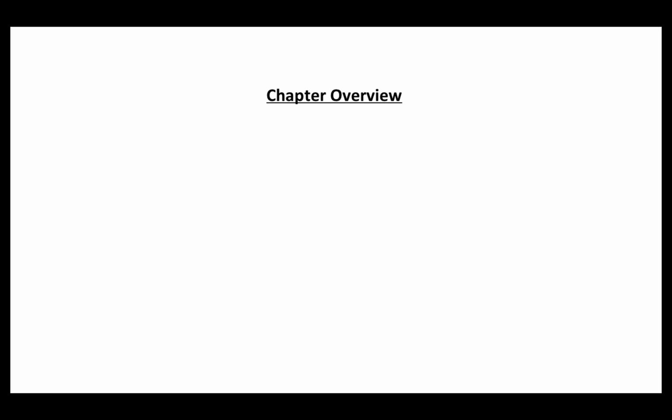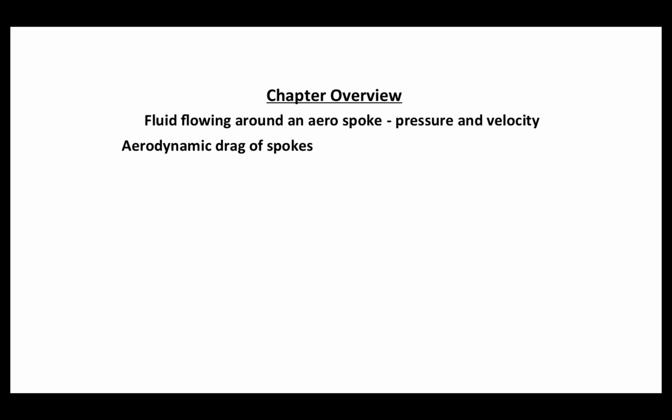In this chapter, we'll look at fluid flowing around an arrow spoke and look at the pressure and velocity, and then the aerodynamic drag of spokes and compare round, rectangular, and oval or elliptical. A Sapim CX-Ray spoke looks pretty much like this in cross-section, and we want to see what its aerodynamics look like when it meets some oncoming wind.